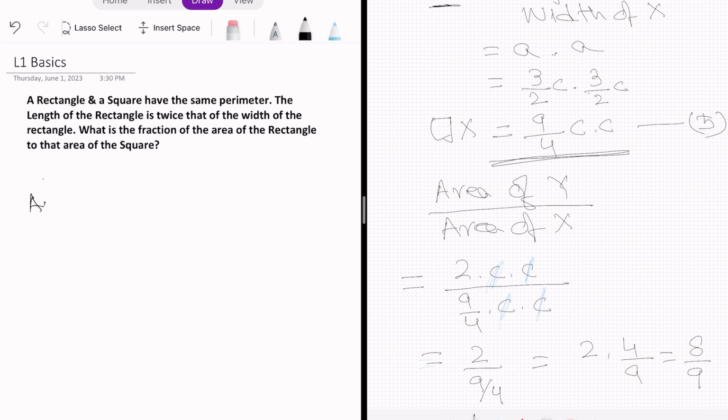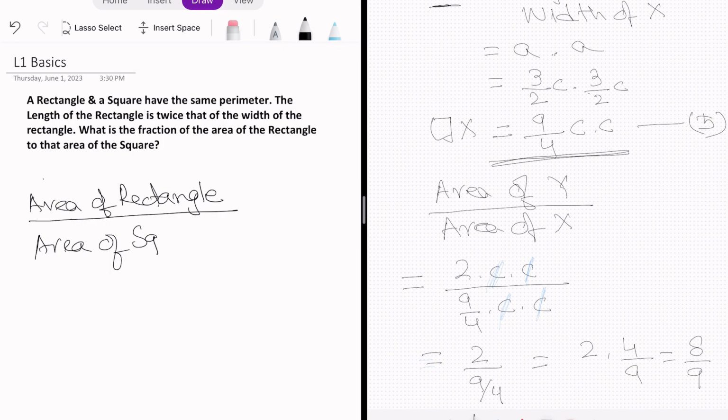So here, the answer to this question would be: area of rectangle divided by area of square is equal to 8 by 9. That's the fraction that it's asking, and that's the answer.